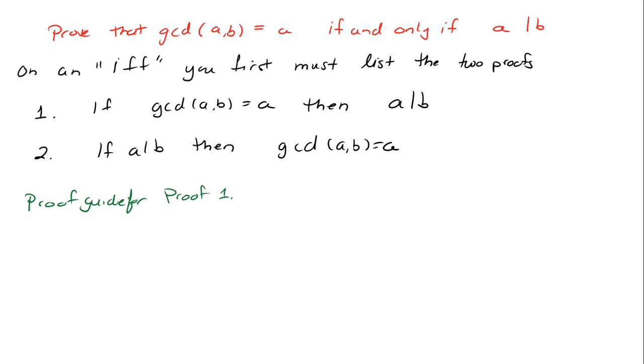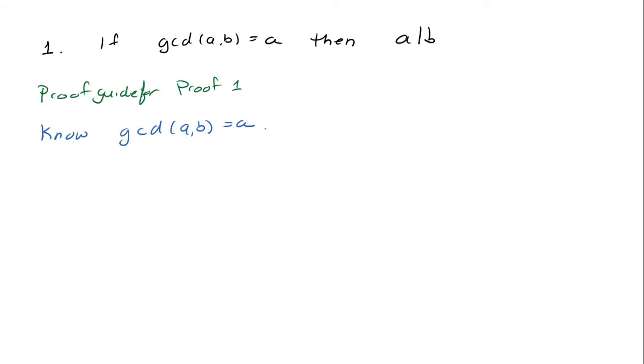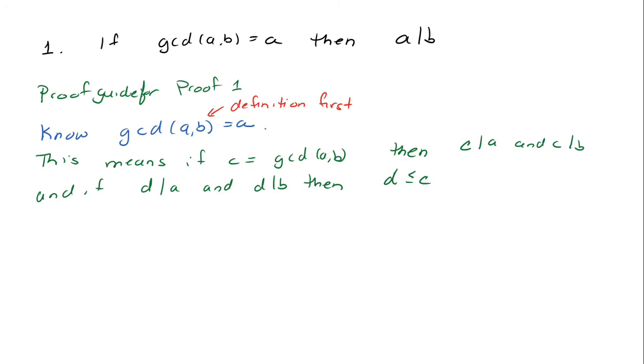So let's start with 1. Let's fill out the proof guide for number 1. What's my know? Well, I extract the words between the if and the then and just copy and paste. The greatest common divisor of A and B is A. So what does that mean? Well, I'm going to call this GCD C so I don't have to deal with writing GCD all the time. It first means that C is a common divisor, so C divides A and C divides B. And the second thing is that it's the biggest of all common divisors.